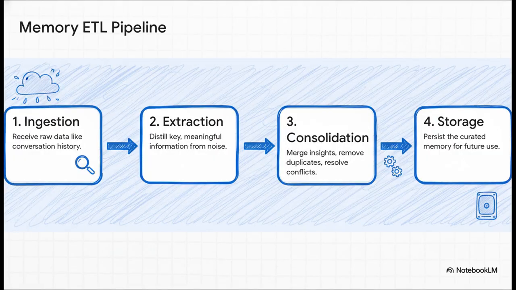First, it ingests the raw chat log. Simple enough. Second, an LLM gets to work to extract only the important, meaningful bits of info from all the noise. Now, the really clever part is step 3, consolidation. This is where the system acts like a diligent gardener. It merges new insights, pulls out weeds like duplicate facts, and just generally keeps the knowledge base healthy and up to date. And finally, of course, it stores that perfected memory so it can be used later.